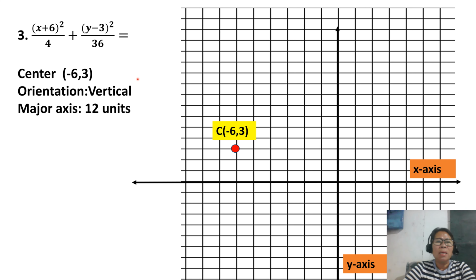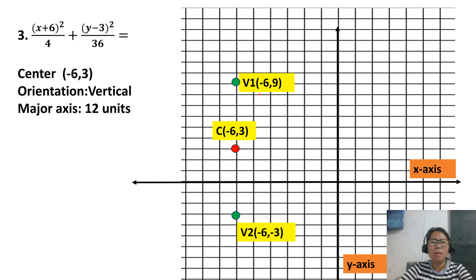And then we will be getting the major axis length. So the total length will be: the square root of 36 is 6, and times 2 will be 12. So since our major axis lies parallel to the y-axis, we need to count 1, 2, 3, 4, 5, 6 because it's 12. So that will be counting 6 units up and 6 units down. Okay, so that's the coordinates of the major axis.